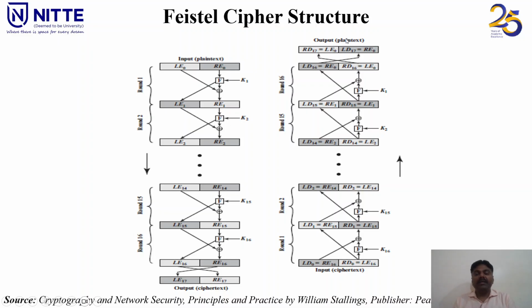So how many blocks are there in the given message? Every block is going to undergo 16 rounds of operation, either in the encryption process or in the decryption process.